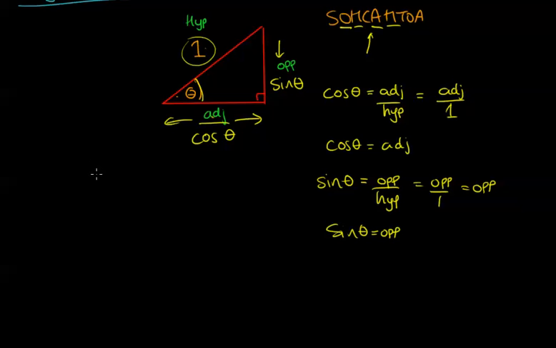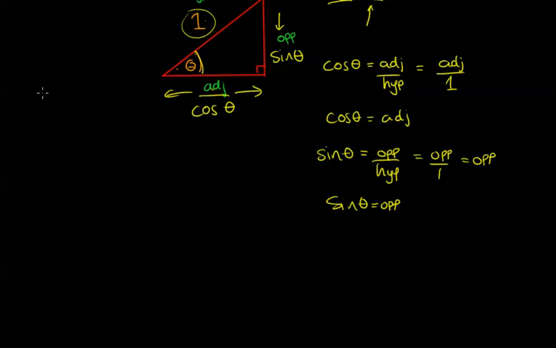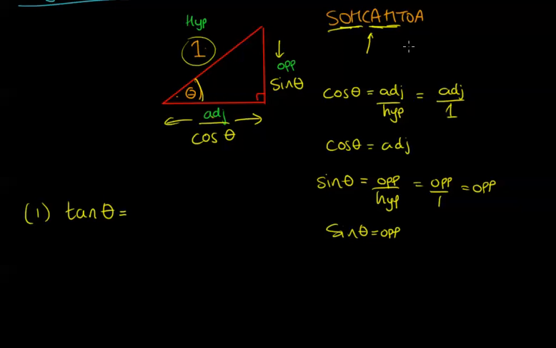Right. But what would tan theta be now? Well, we've used sine and cos. What would tan theta be? So this is the actual first identity that you should make a note of. Tan theta, if we go back to SOHCAHTOA, is the opposite divided by the adjacent. Well, the opposite is sine theta, and the adjacent is cosine theta according to this triangle. So we have that tan theta equals sine theta over cos theta.